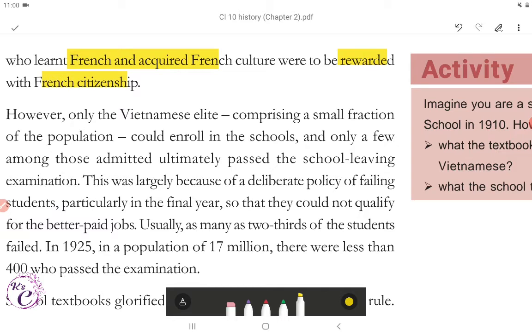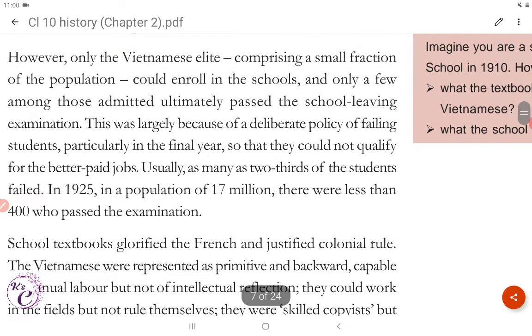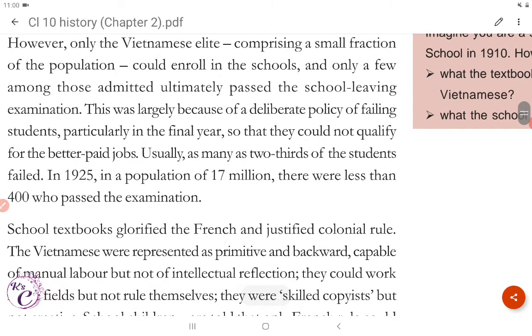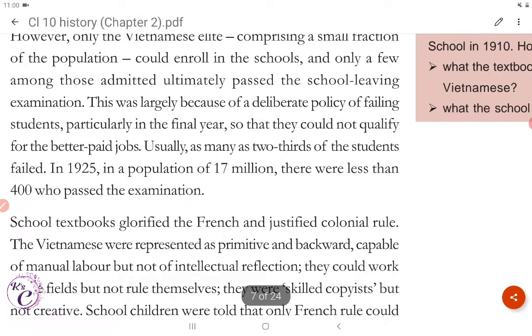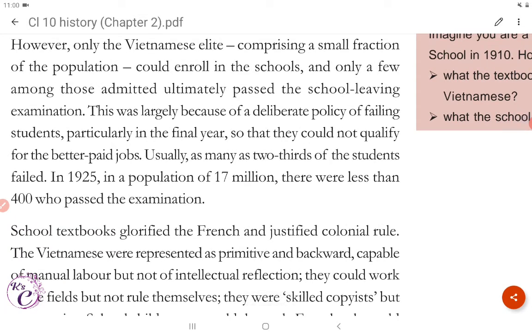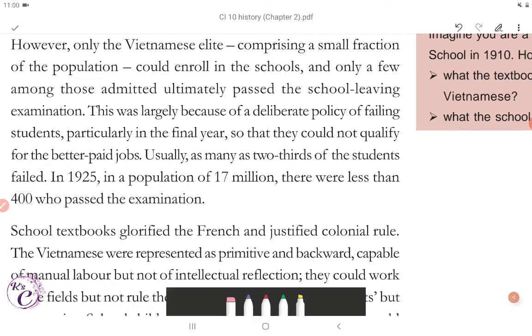However, only the Vietnamese elite, comprising a small fraction of the population, could enroll in the schools, and only a few among those admitted ultimately passed the school leaving examination.